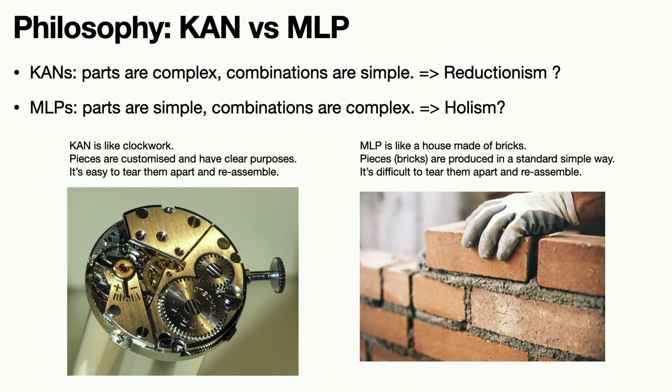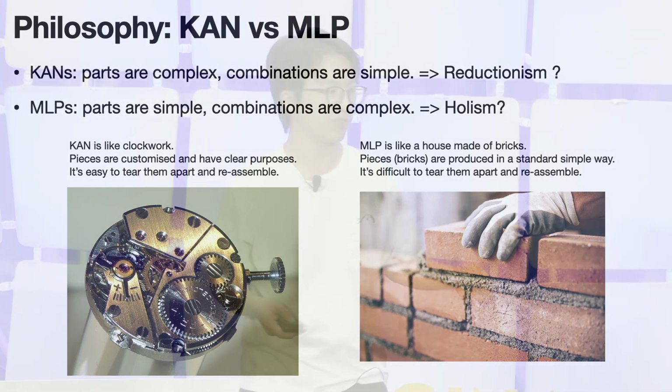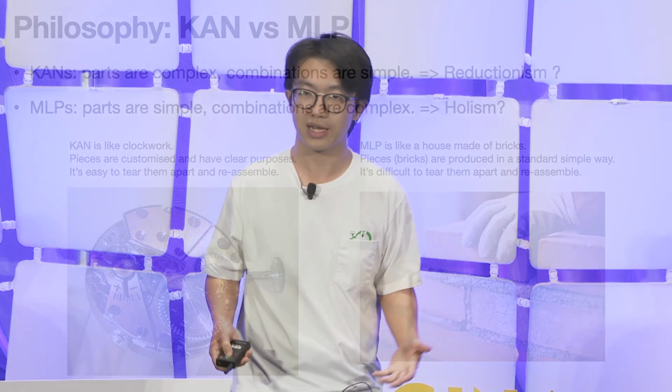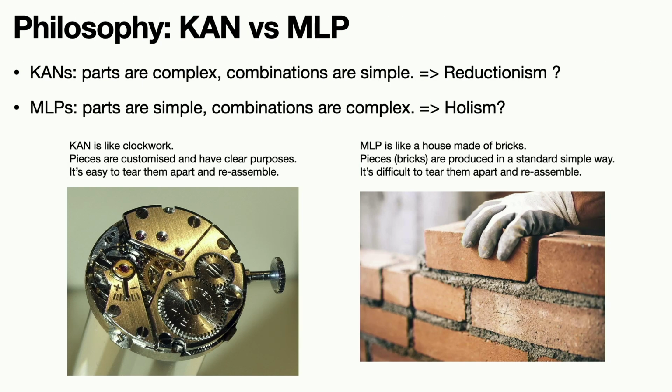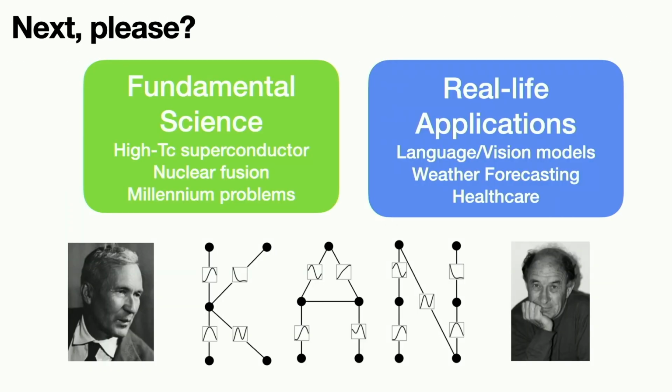So in CANs, parts are complex and combinations are simple, which is aligned with the philosophy of reductionism, or some kind of symbolism. And for MLPs, parts are simple and combinations are complex, which is aligned with the philosophy of holism, or what we know as connectionism. So the complexity of CANs comes from the complexity of individual parts, but they are nevertheless interpretable because they have clear purposes. However, for MLPs, the complexity comes from the connecting patterns, which are, in some sense, by definition not that interpretable to human beings. So given the good properties of CANs, what's next?